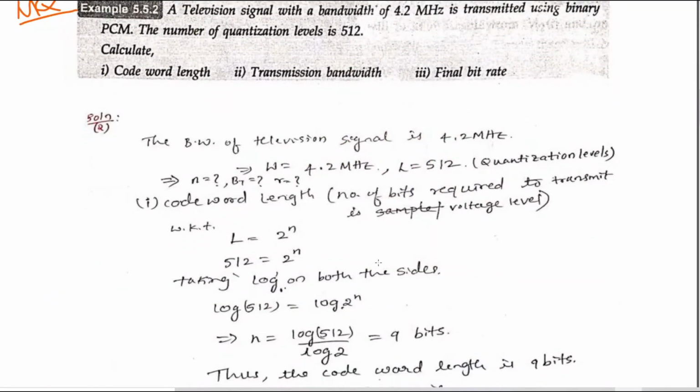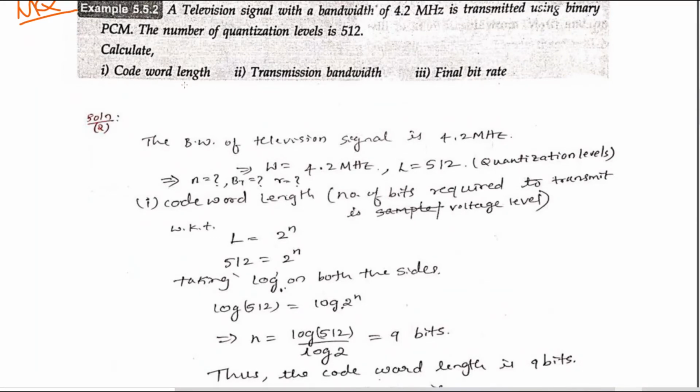Now moving on to a second problem, which has been asked in the model question paper 2021 also. Here a television signal with a bandwidth of 4.2 MHz is transmitted using binary pulse code modulation. The number of quantization levels is 512. We have to calculate code word length, transmission bandwidth, and final bit rate.